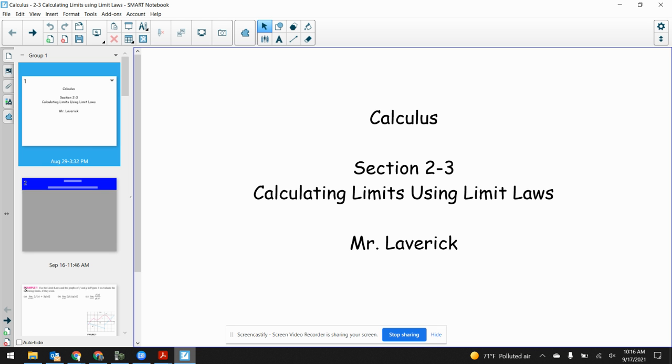So we're talking about how we calculate limits using more concrete methods, rather than just seeing what it's going to go to by plugging and chugging in the calculator or looking at the graph.